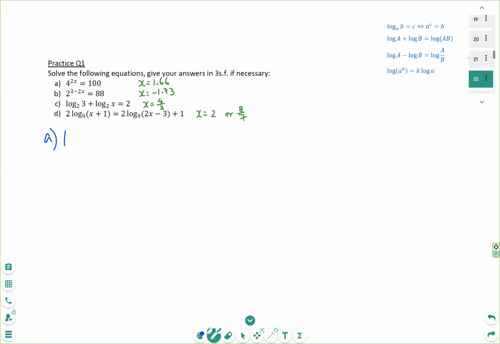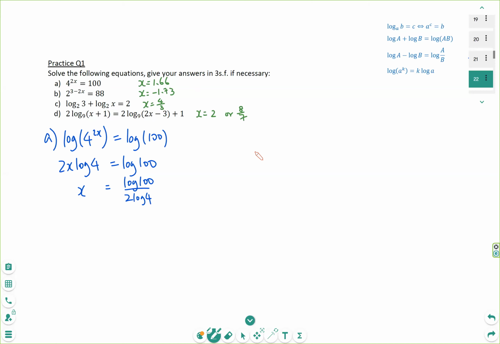First thing first, we apply log on both sides, because x is in the power. Log 100. Then we can use the power law. So 2x log 4 equals log 100. To make x the subject, we can divide by log 4 and divide by 2. So x equals log 100 over 2 log 4.